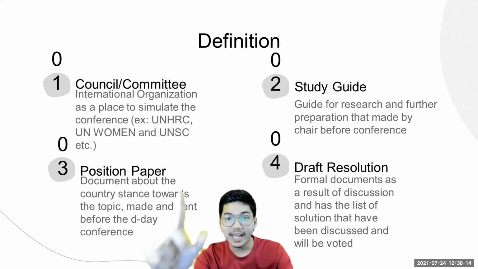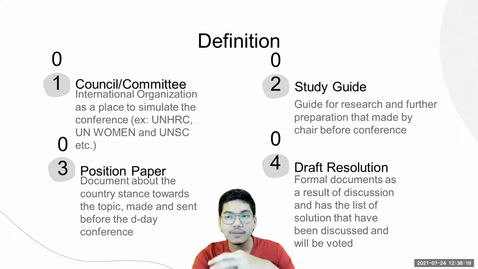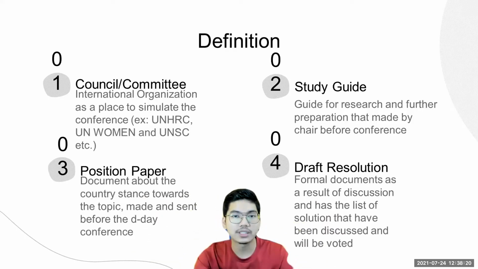Okay, so that's the third thing. The fourth thing is the draft resolution. Draft resolution is basically the whole summary of your MUN conference. You're going to have to draft, you're going to have to compile all the agreements that you make with other countries. And remember that this is politics, right?